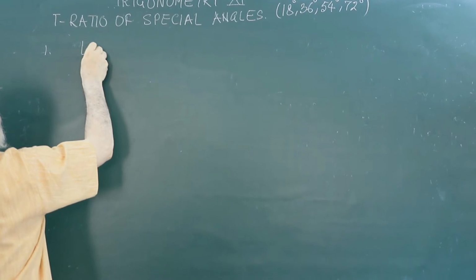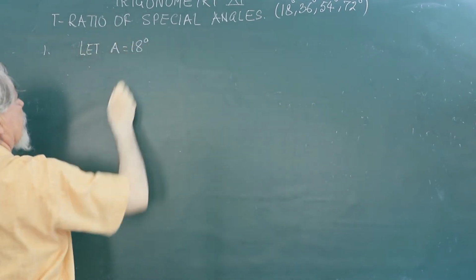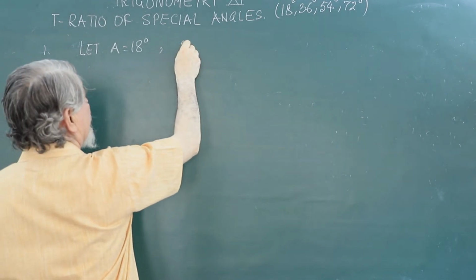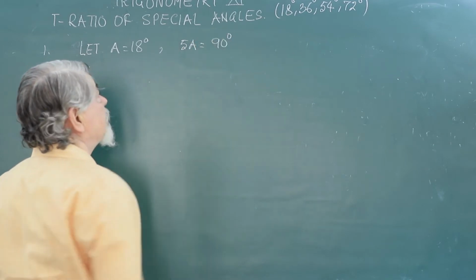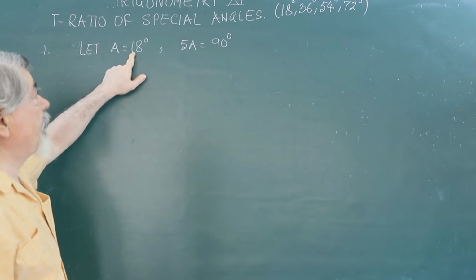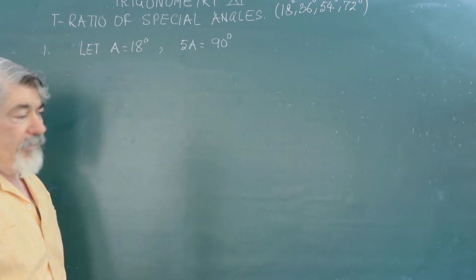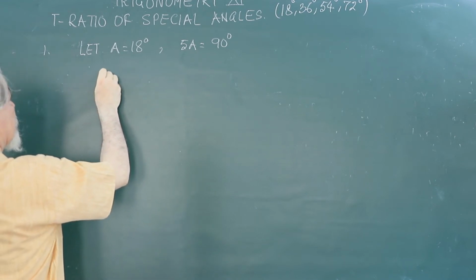Let A be equal to 18 degree. If A is 18 degree, then 5A will be 90 degree. If you multiply it by 5, 5 into A will become 18 fives are 90. Now I have to calculate sin 18, so let us calculate.